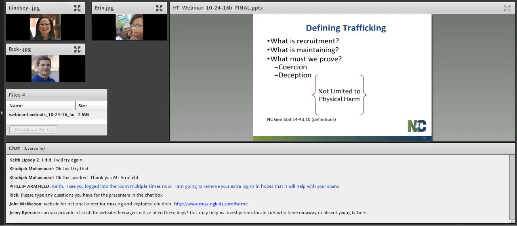And so what we mean by that, and the statute definitions are there, 14-43.10. So we don't have to prove physical harm. We might just have to prove that he was lying to her, that he was deceiving her, that he was defrauding her or promising her a lot of money and then not making good on that promise. It can look like a lot of different things. It can look like reputational harm.